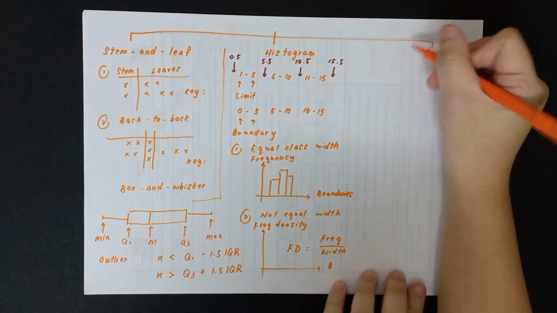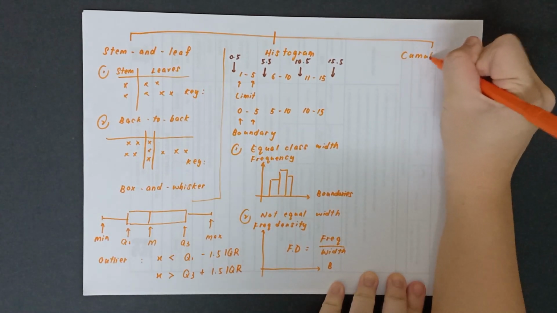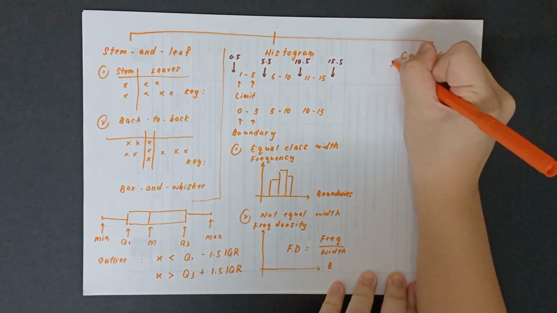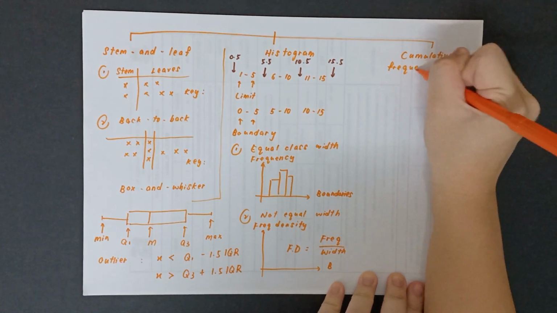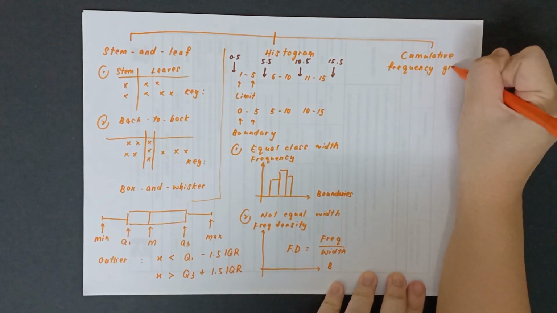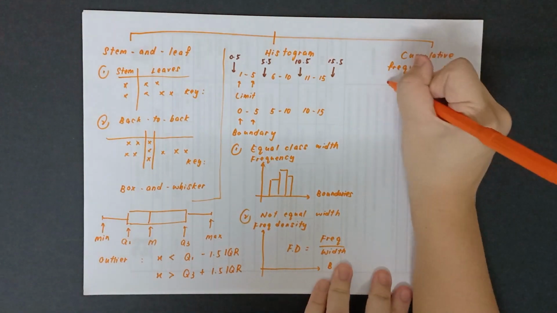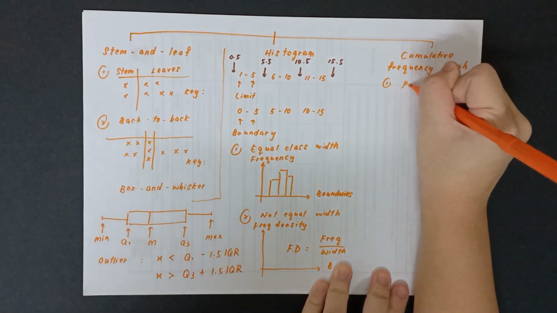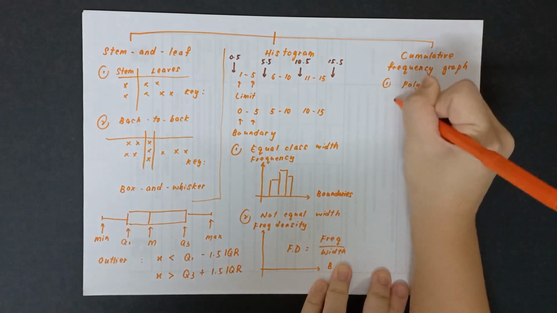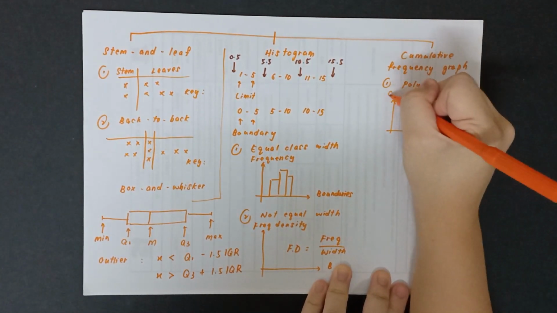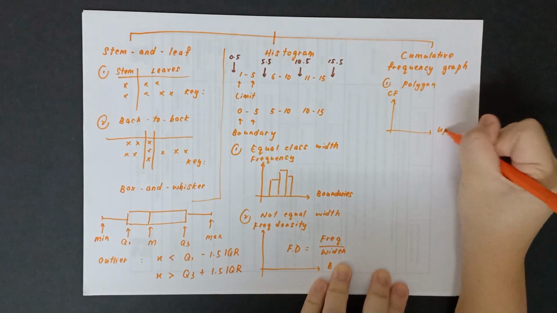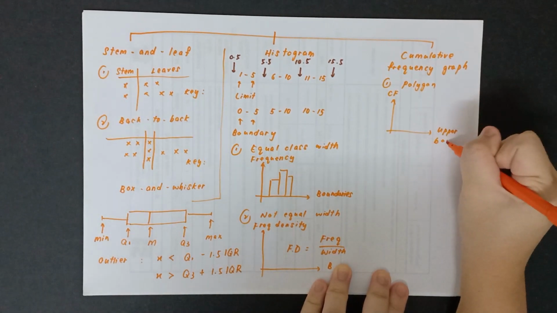Then the last one you learn about is the cumulative frequency graph. How do you find cumulative frequency? By adding all the frequencies together, one by one. When you do a cumulative frequency graph, you must make sure that you are using upper boundaries. You have two types as well. The first one is the polygon, which uses cumulative frequency and upper boundary.